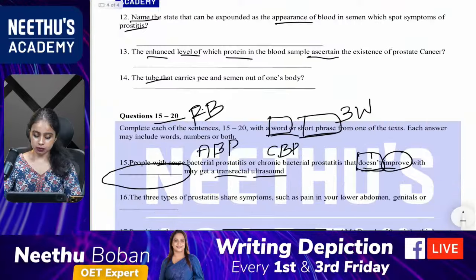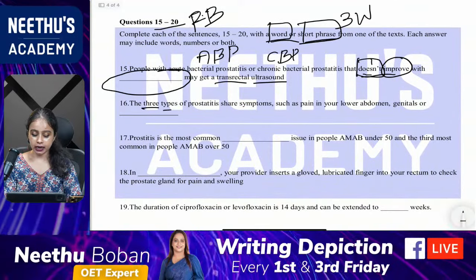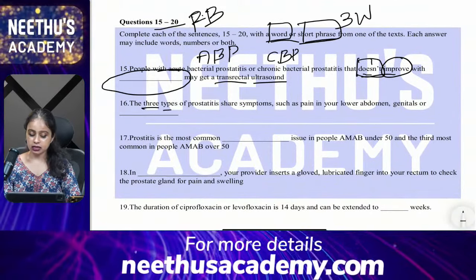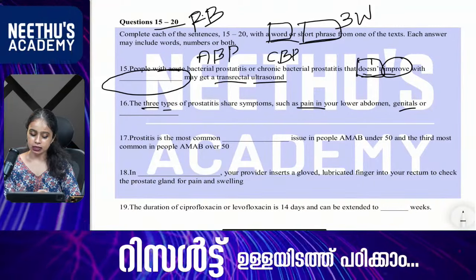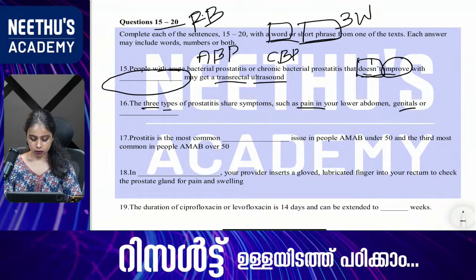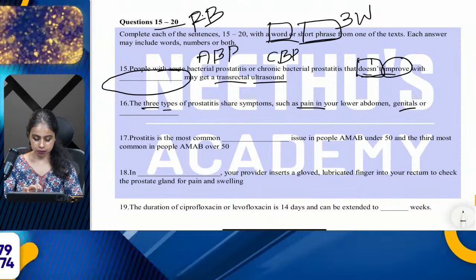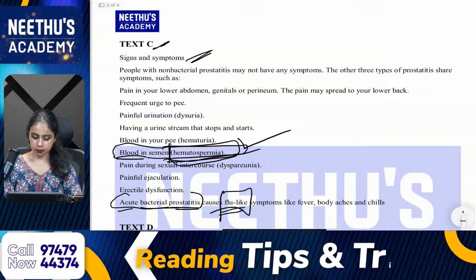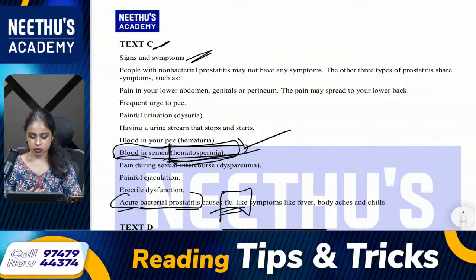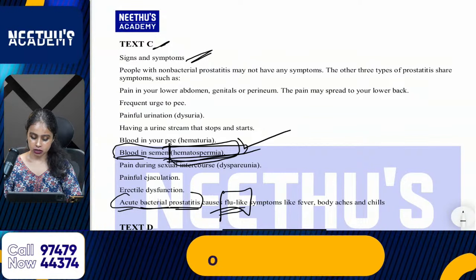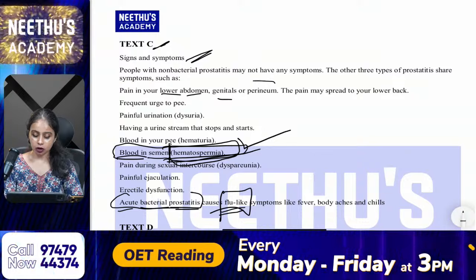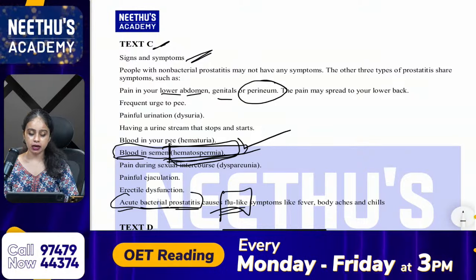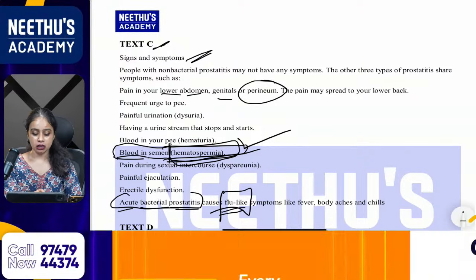Then the 16th one. The 3 types of prostatitis share symptoms such as pain in your lower abdomen, genitals or dash. The answer should be from text C. What is the correct answer mentioned in text C? Pain in your lower abdomen, genitals or perineum. So the answer should be perineum. Very good, from text C.